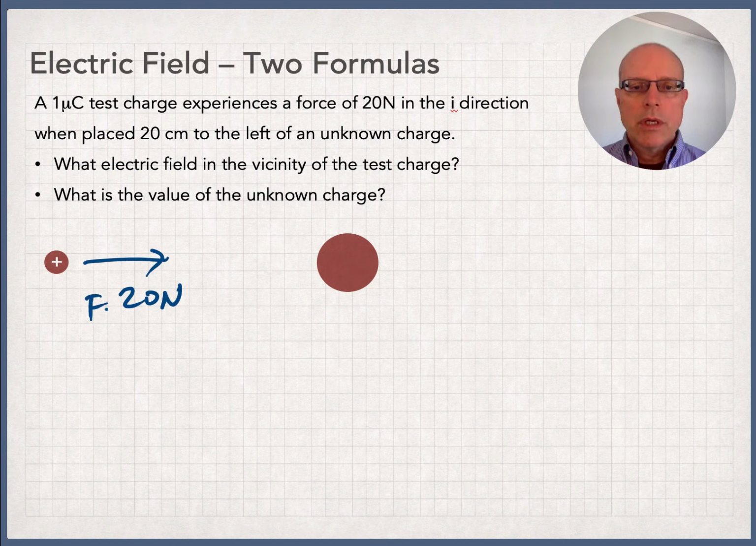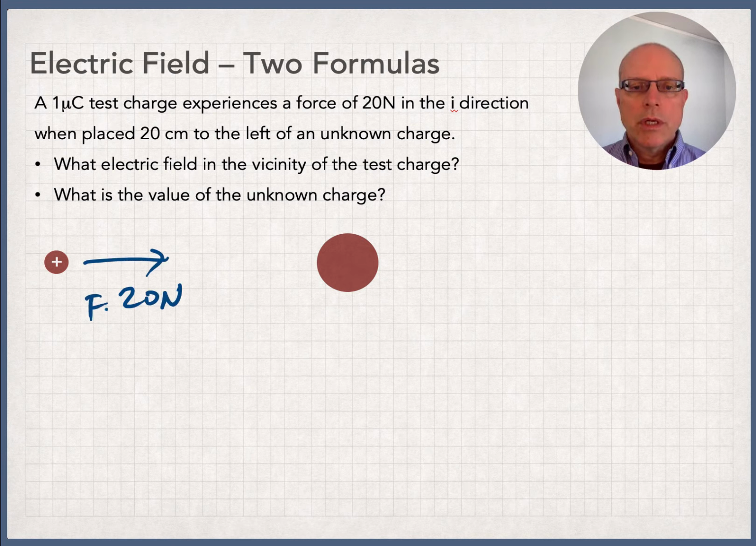That's the first formula: E equals F over Q2. And we're just going to plug that in. So we get F is 20 newtons, Q2 is 1 microcoulomb, and then this turns out to be 20 times 10 to the 6, or 2 times 10 to the 7 newtons per coulomb.